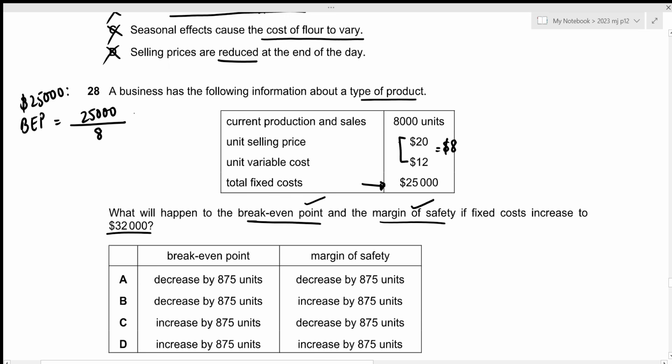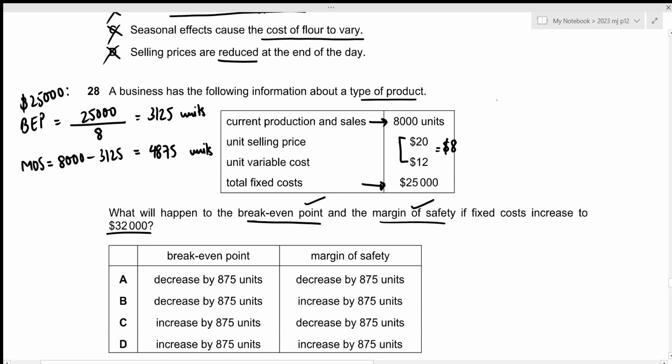This gives the break-even point to be 3,125 units. Now we also need to figure out margin of safety. That will be the total production minus break-even point. Production is given to be 8,000. So that's 8,000 minus 3,125, which results in 4,875 units.